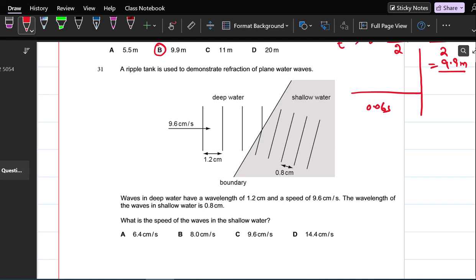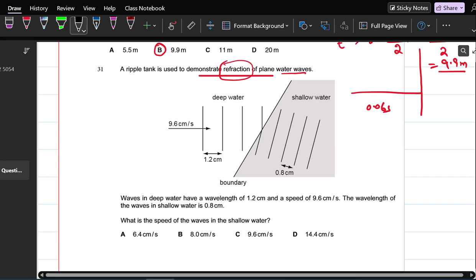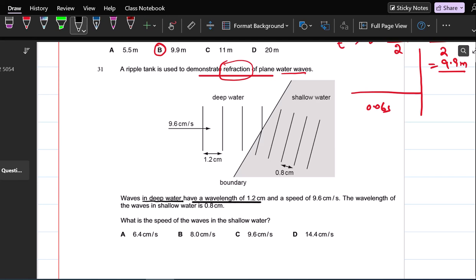Question 31. A ripple tank is used to demonstrate refraction of plane water waves. Refraction is occurring here. You can see the ray is bending. This ray is going here and then it bends like this. It bends away from the normal, you can see. So what we are going to do here: waves in deep water have a wavelength of 1.2 centimeter. So this is the wavelength, and a speed of 9.6 centimeter per second is given.